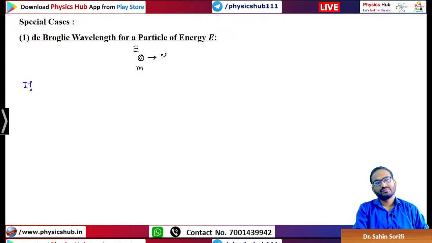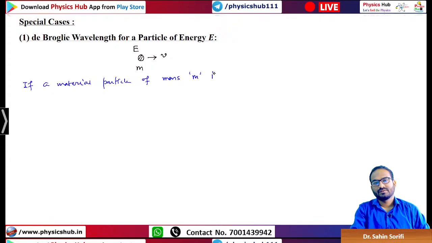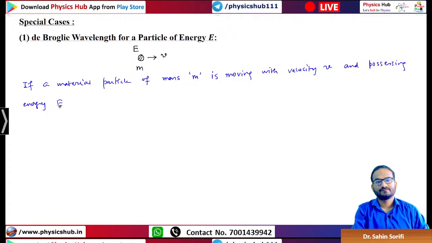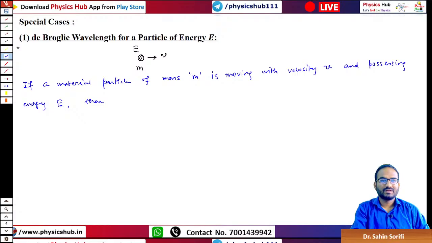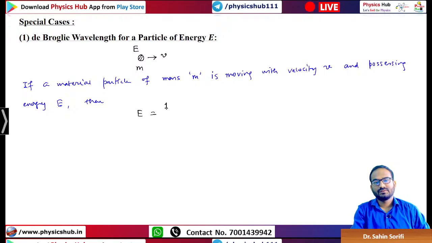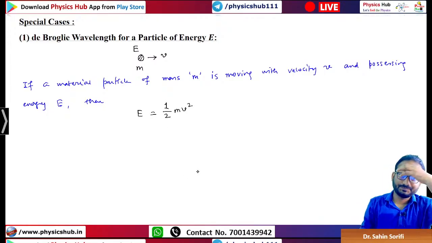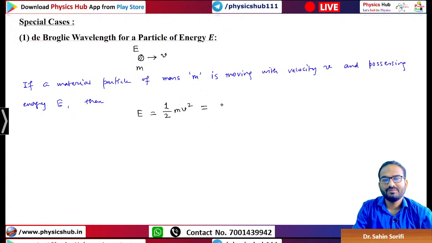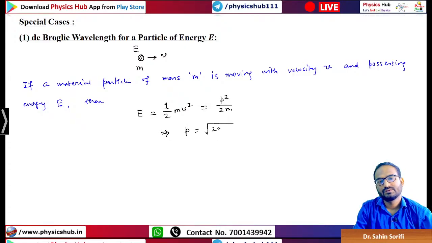If a material particle of mass m is moving with velocity v and possessing energy E, then we can write the energy of the particle E equals half m v square. Let's say there is no applied potential, then half m v square can be written as p square by 2m. So from this we can write p equals square root of 2mE.